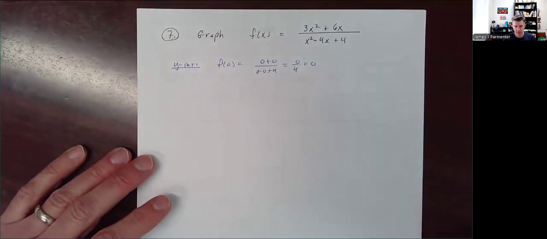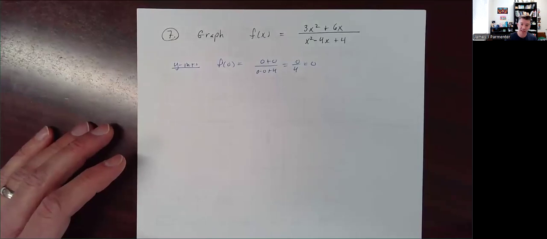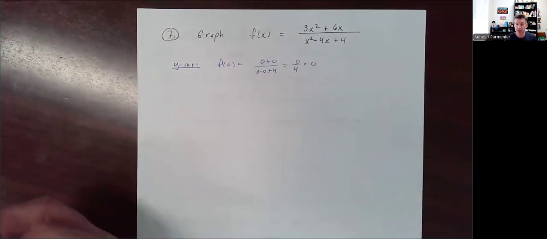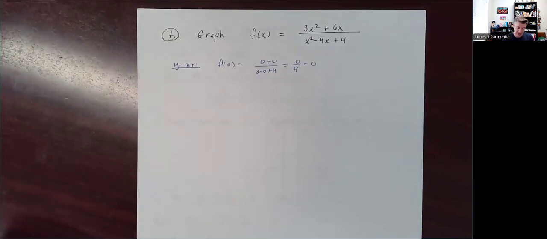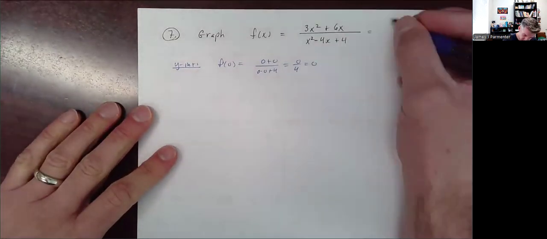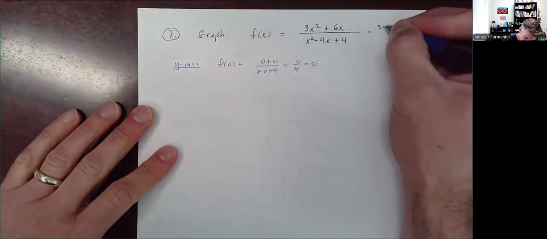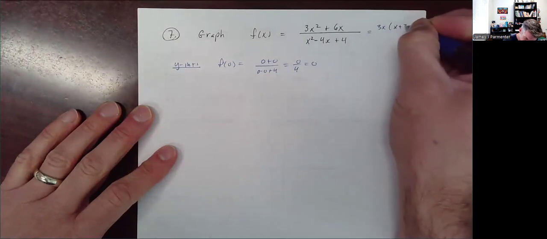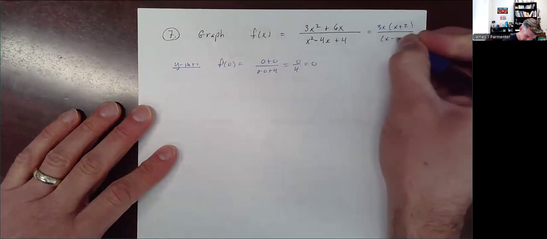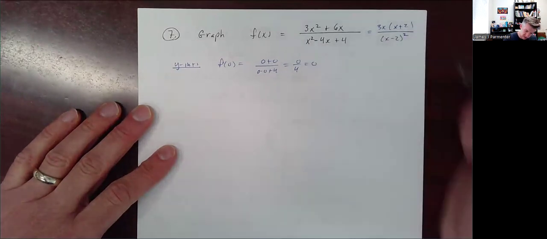I'll point out, because I think it's worth pointing out, that it's usually easier to find the y things if the whole function is not factored, whereas it's usually easy to find the x things if we do factor the function as much as possible. So if you factor out the numerator, you can pull out a 3x, and you have 3x times x plus 2, and in the denominator, x squared minus 4x plus 4 factors as x minus 2 times x minus 2, or x minus 2 squared.